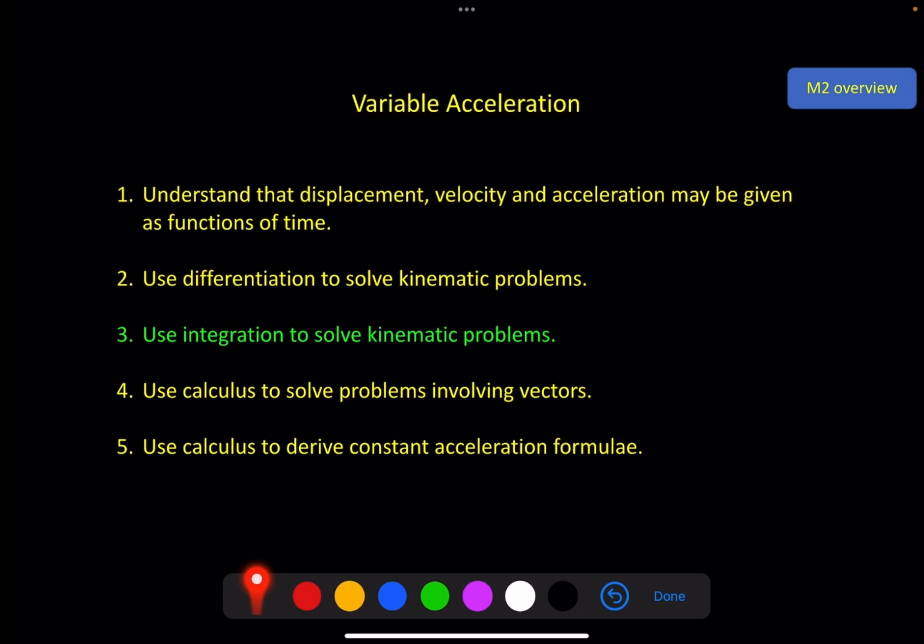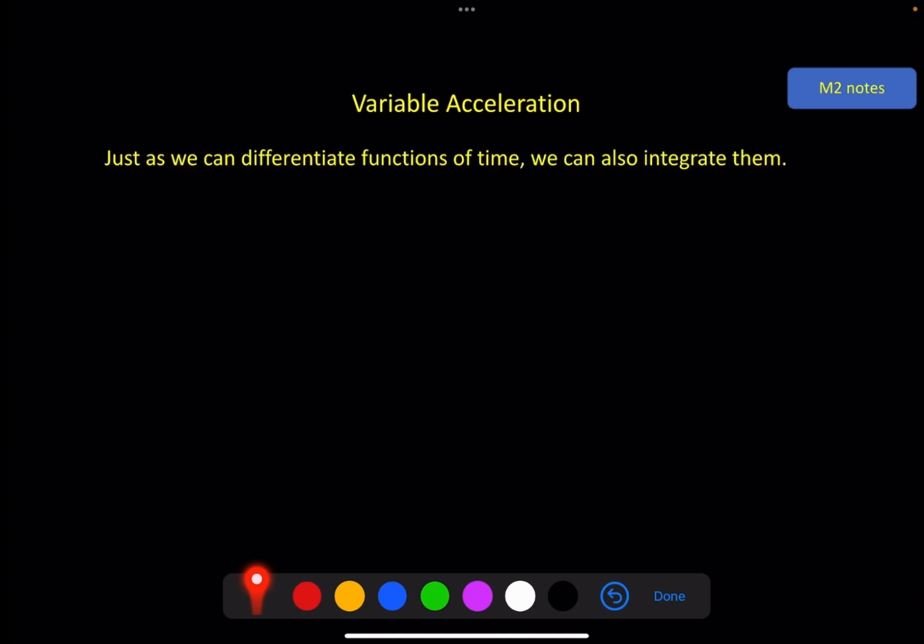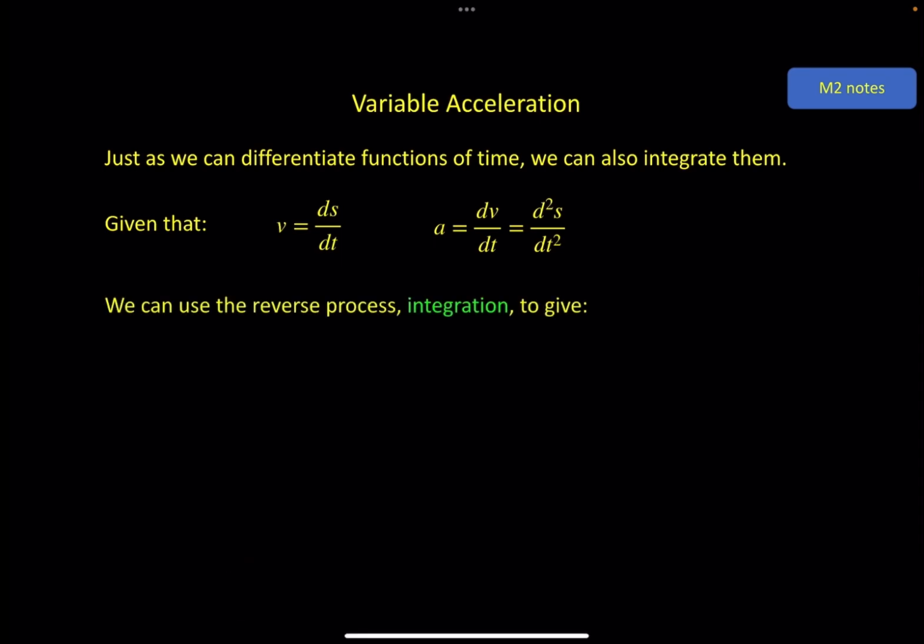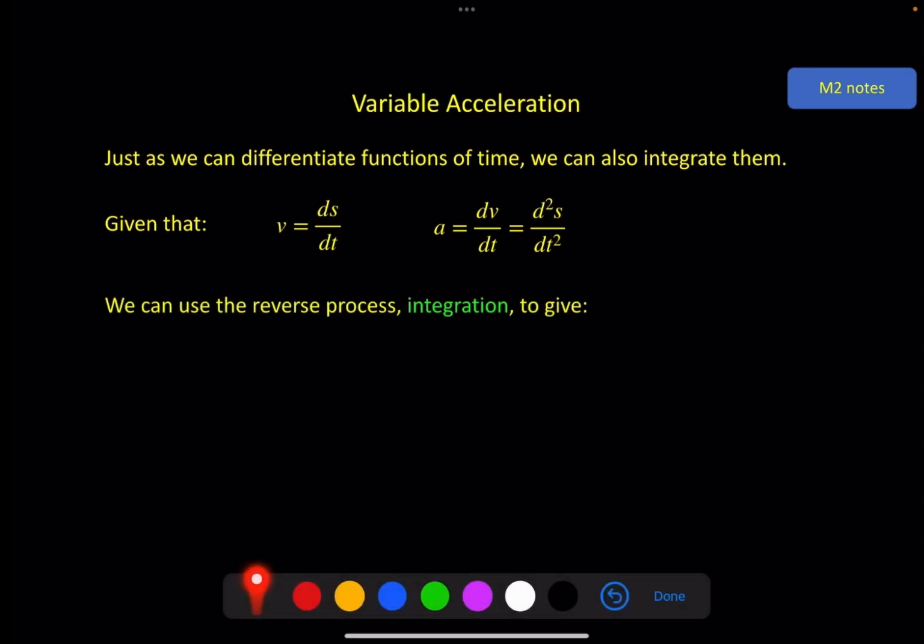In this video, we're going to use integration to solve kinematic problems, just like we used differentiation in the previous video. Just as we can differentiate functions of time, we can also integrate them. Given what we had in the previous video, this and this, I hope it's fairly obvious that we can just work backwards.